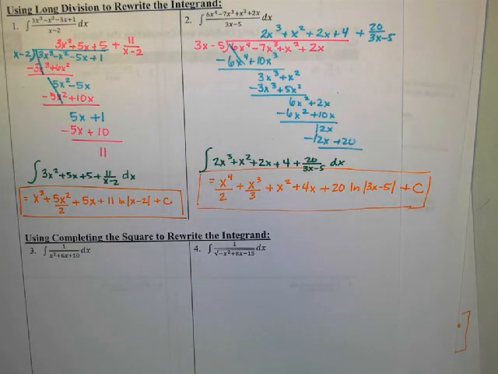Is that still natural log? You just put 3 in front of the natural log? Or it's actually 20 natural log 3x minus 5. 20 natural log 3x minus 5? Yeah. So even if the 3 is in front of the x, it's still going to be natural log because it's over it? Yep. Okay.